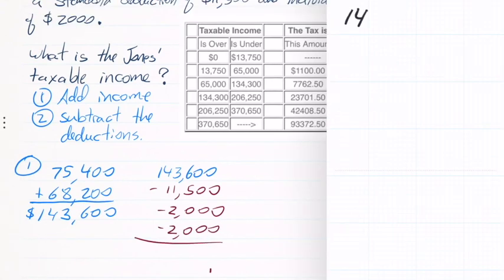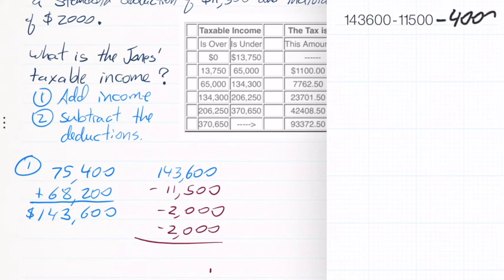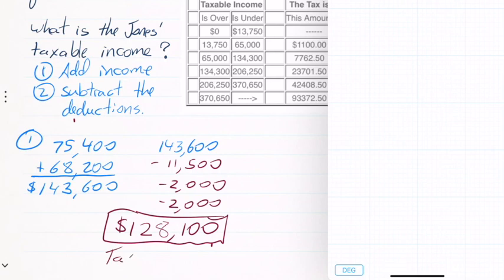All right, 143,600 minus 11,500. And then we're going to subtract 4,000 from that. So minus 4,000. So our taxable income, based on this calculation, is 128,100. So this is known as taxable income.